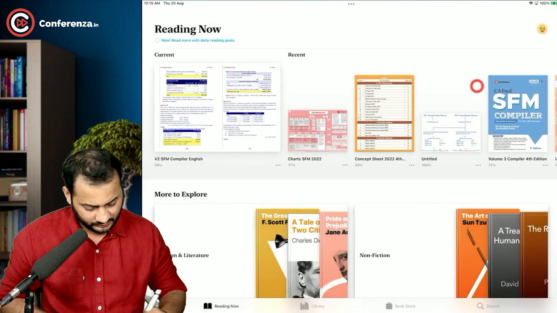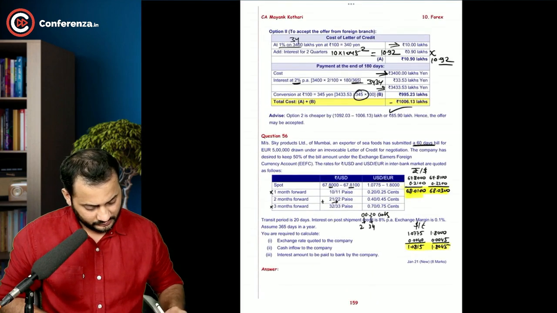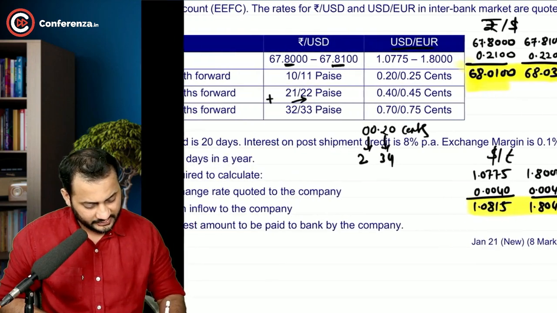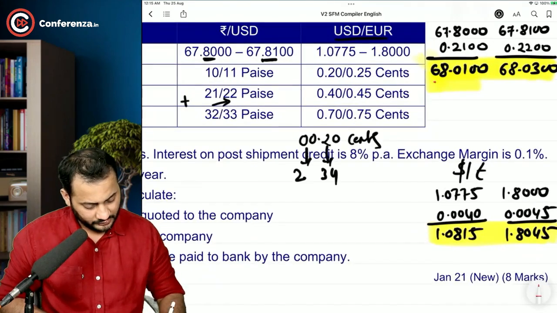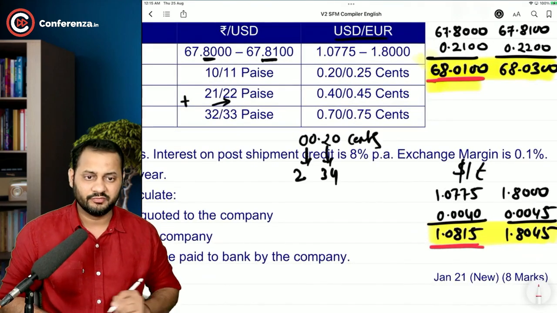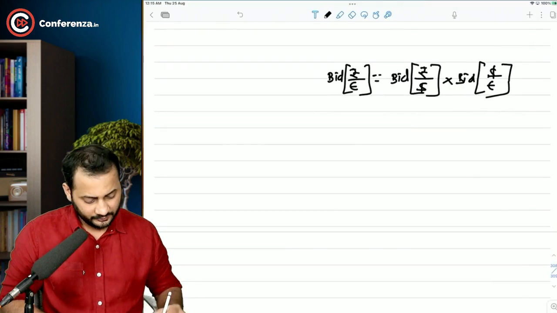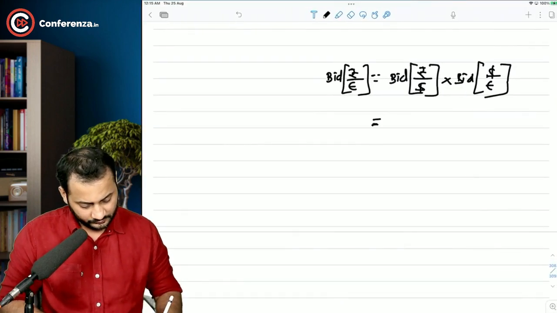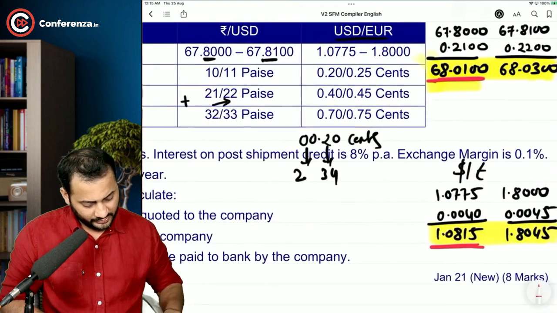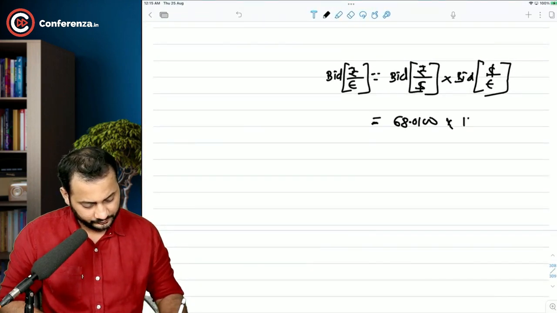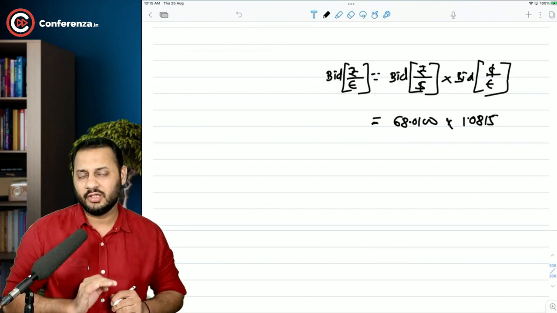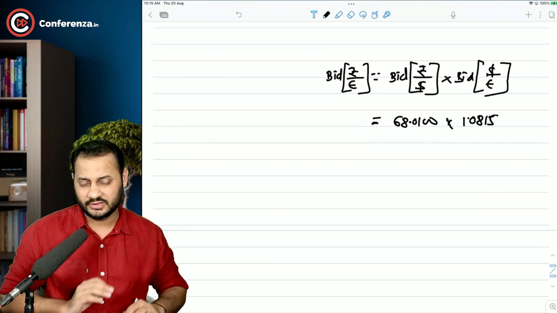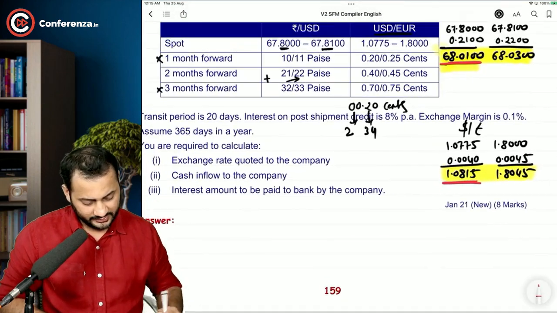That means, just a second. Yeah, that means this rate, bid of this and bid of this, 68.01 into 1.0815. Now there will be some ambiguity left in the question because of this. I will tell you why this is going to happen.